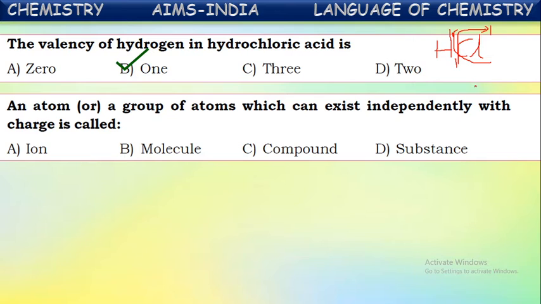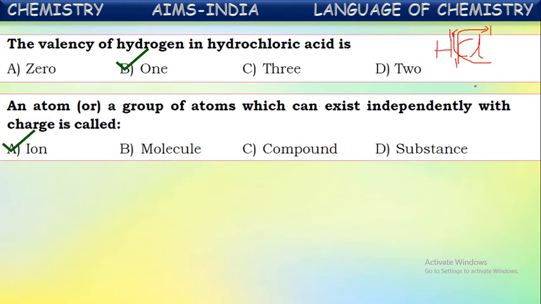An atom or group of atoms which can exist independently with charge are called what? The charged particles are called ions. The atoms or group of atoms with a charge are called ions or radicals. For example, if you say sodium plus ion, Na plus, Na plus is a sodium ion.